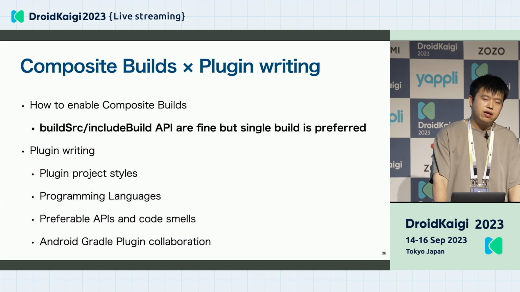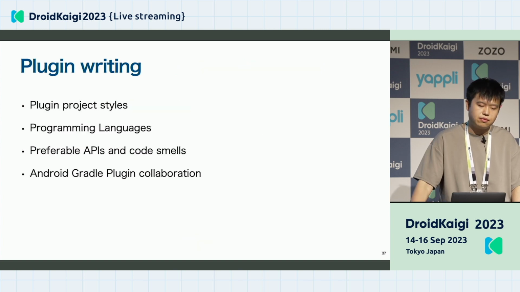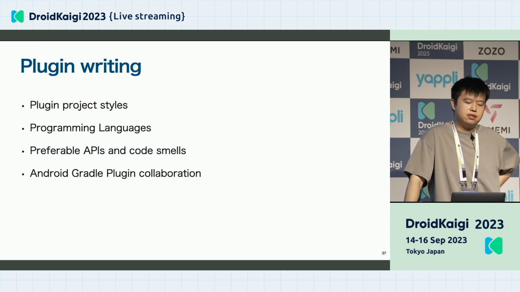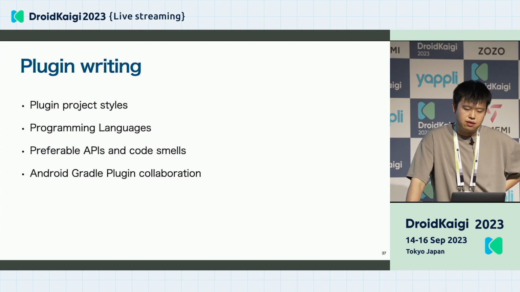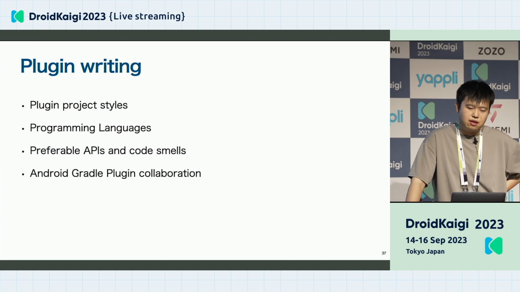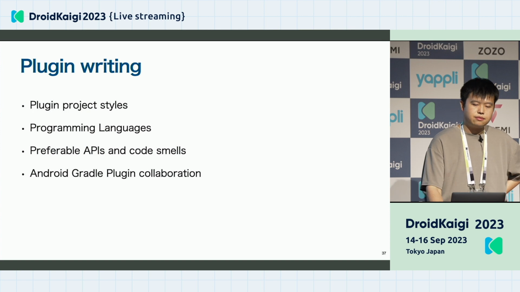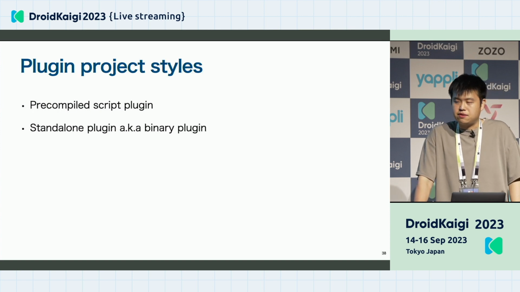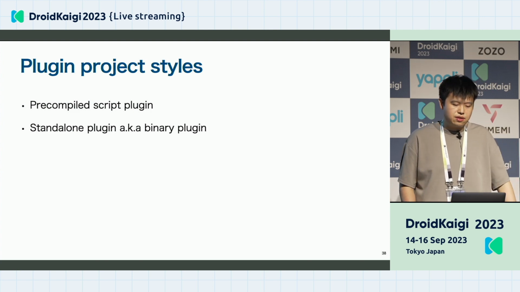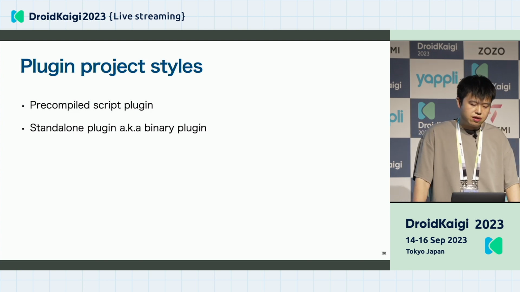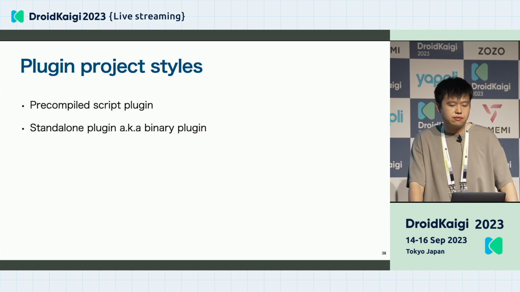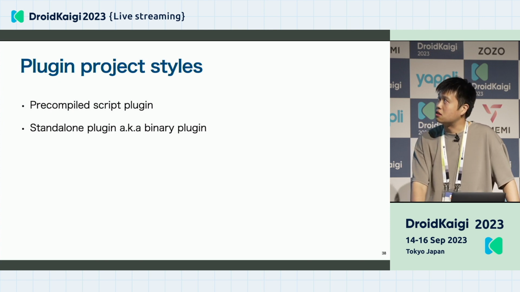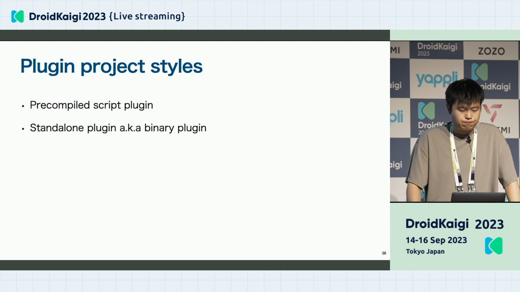Next is the plugin writing section. We have to think about the plugin project styles, programming languages, and preferable APIs and code smells. We basically have two choices for the project styles. One is precompiled script plugin, and another is standalone plugins, also known as binary plugins.